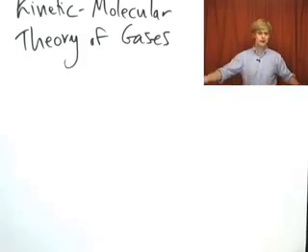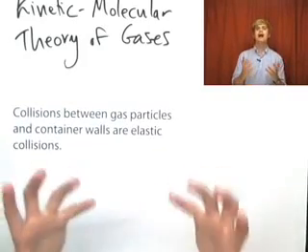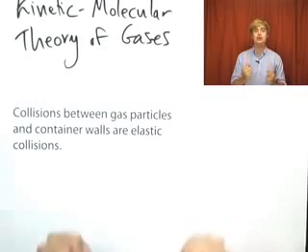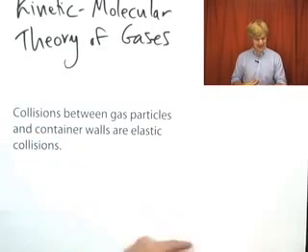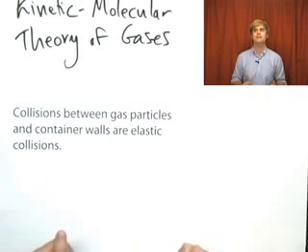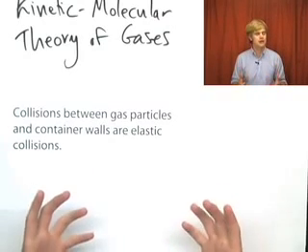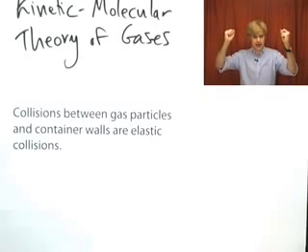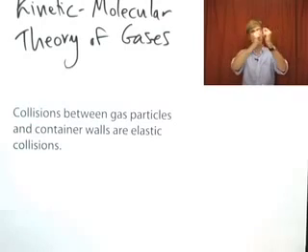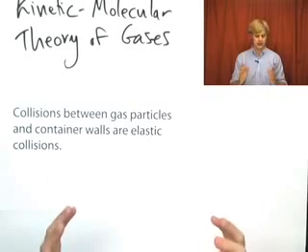Now, let's think about those bounces a little bit more. There are a variety of ways for things to bounce into each other. And here we say that collisions between gas particles and container walls are elastic collisions. What's an elastic collision? Let's think about two balls of slime. These two balls of slime on either side of me come together, and what's going to happen? They're just going to hit each other and they go, bleh. This is what we call an inelastic collision.